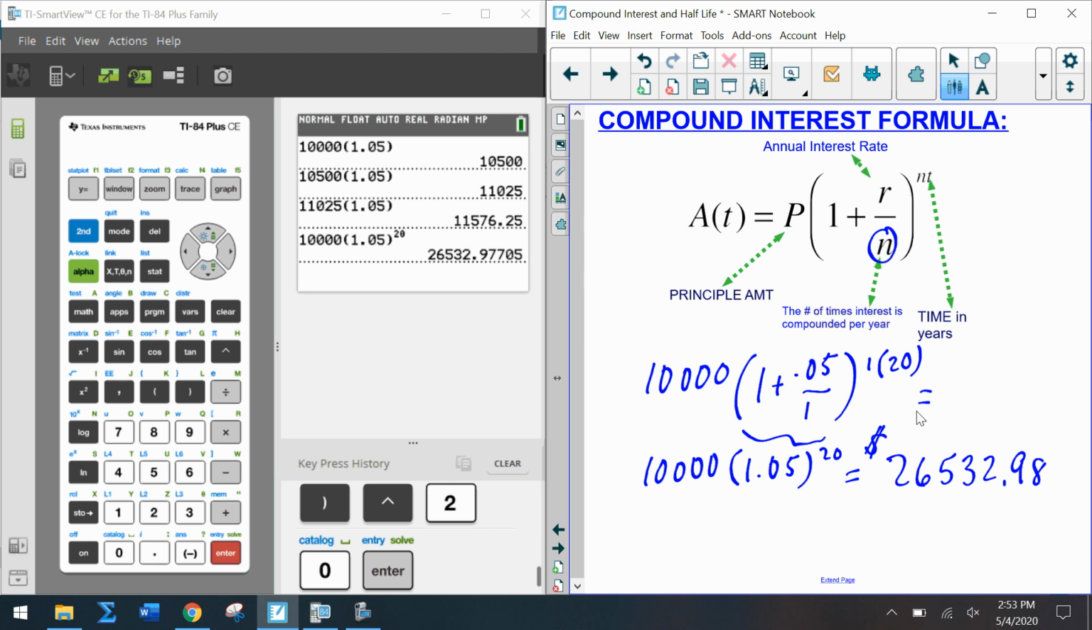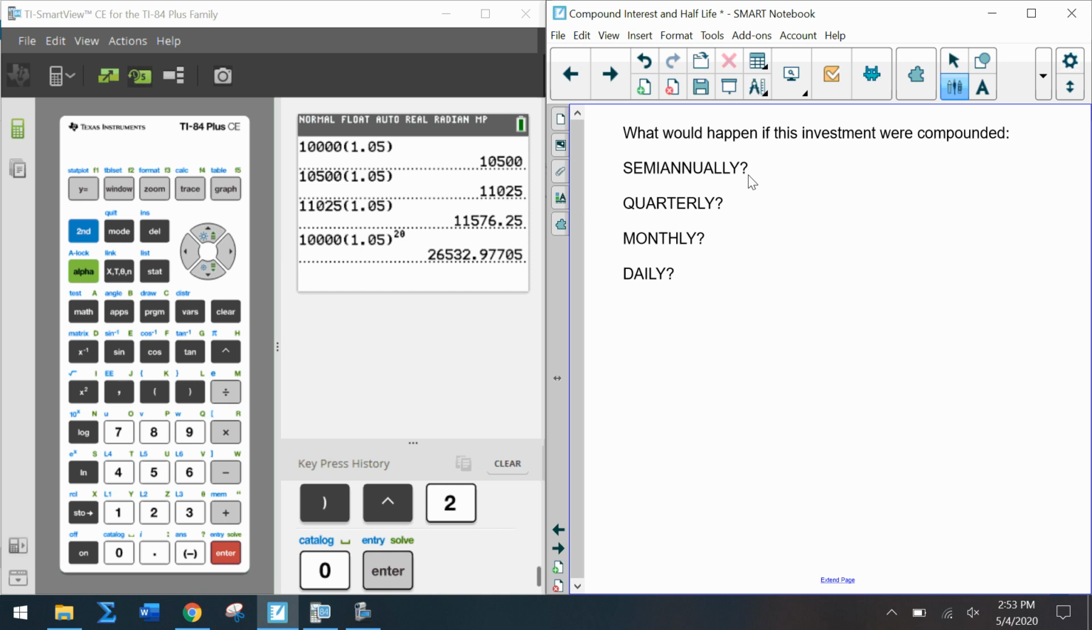What would happen if we compounded semi-annually? That would change the n value in the problem to 2, 2 times a year. Quarterly would mean 4 times a year. Monthly would be 12 times a year, and daily would be 365 times a year. So I want us to explore with these few problems and see what happens when we compound something quarterly and then compound something daily and see the difference.